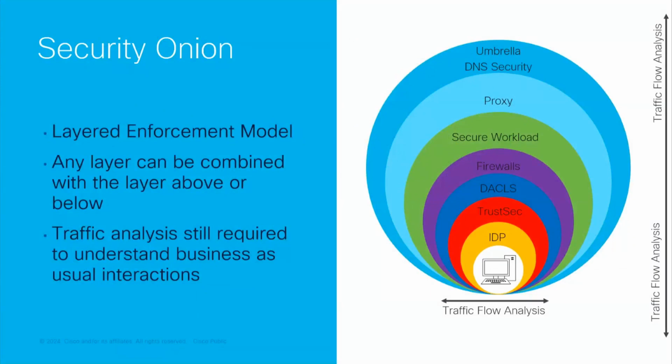When we utilize ISE, we're utilizing ISE as part of what we would refer to as a security onion, which is a layered enforcement mechanism where any layer can be combined with the layer above or below it, so that we can ensure that there are multiple enforcement mechanisms that a given endpoint has to go through to ensure that it is allowed onto the network. And when any given mechanism may not prevent that user or machine, then there's another one above it which may.